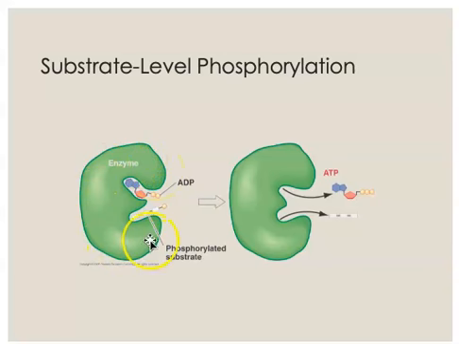As this enzyme performs its catabolic work, as it turns this substrate into a product, the phosphate group on the substrate will be transferred to the ADP and ATP will get made. So we are making ATP sort of in a piggyback reaction as the other reaction is proceeding, as substrate is becoming product.